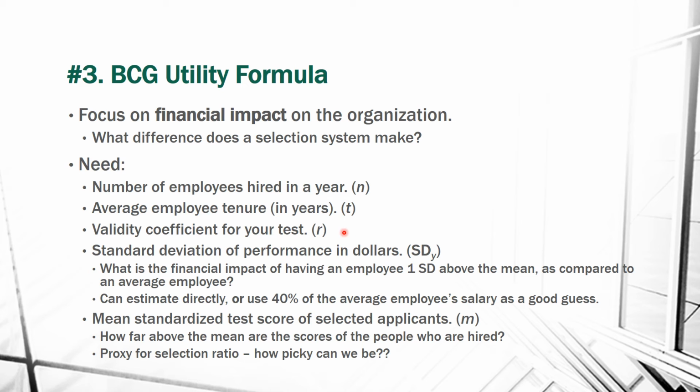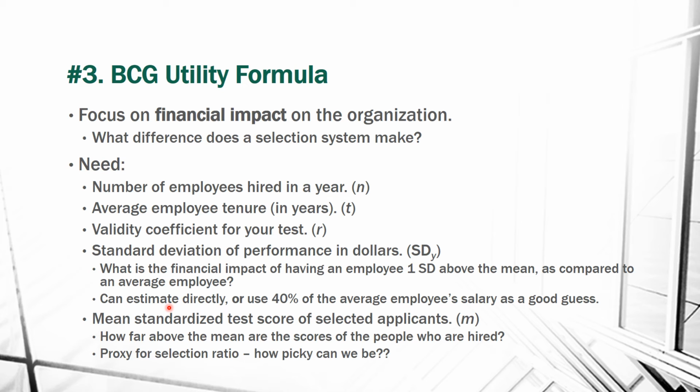We need the validity coefficient again. We need something called the standard deviation of performance in dollars. Now you could imagine in a sales job, you could estimate this pretty directly. You could say, what's the average sales for people with this job title? All right, what's one standard deviation of that? Very often we don't have that immediate data, so we might estimate this.